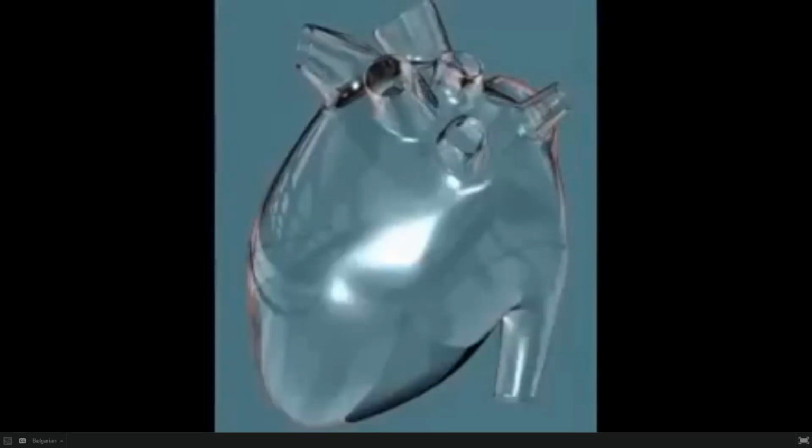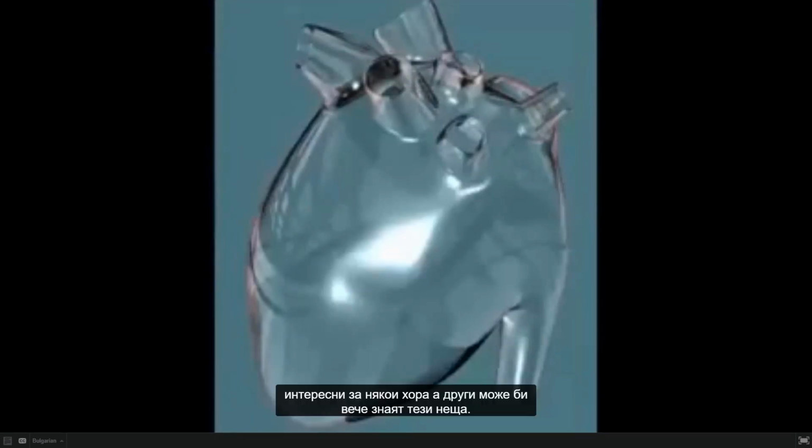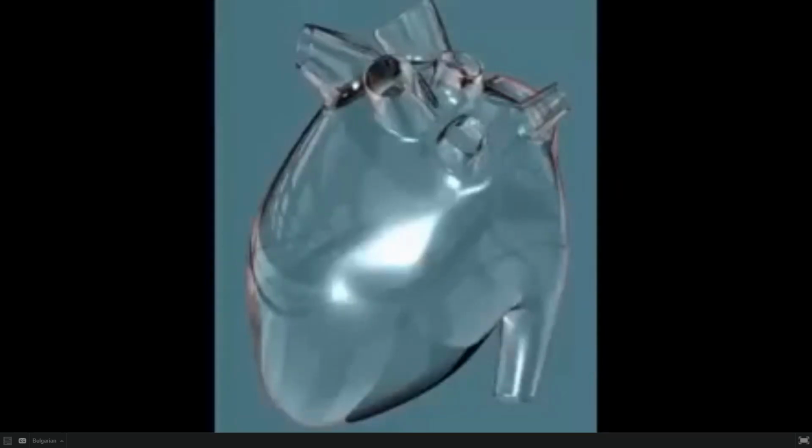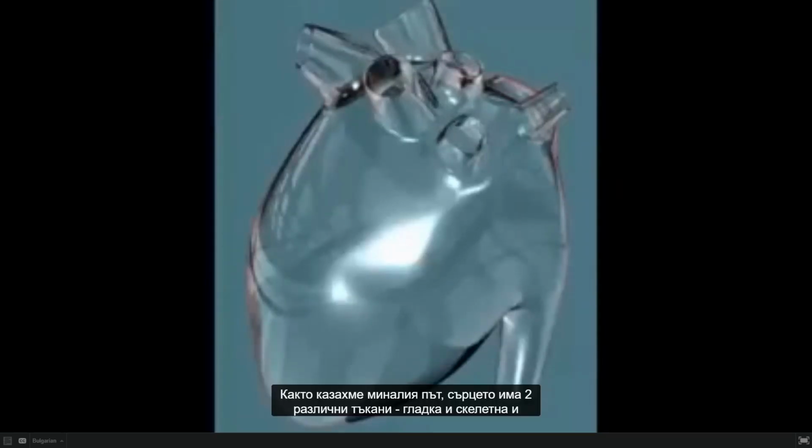Something maybe very interesting for some of you to know, most of you know by now, is that as we said last time, the heart has two different kinds of tissues. One is smooth and one is striated. We said that the smooth is connected with the emotional part and the striated is to do with the physical part.